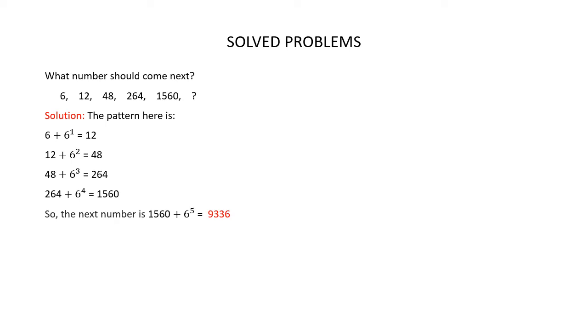So you notice that in the first step it is 6 to the power 1. In the second step you have added 6 squared. In the third step you have added 6 cubed. And in the fourth step you have added 6 to the power 4. So in the next step you have to add 6 to the power 5. So the next number is 1560 plus 6 to the power 5, which is 9336. So the number 9336 will come after 1560.